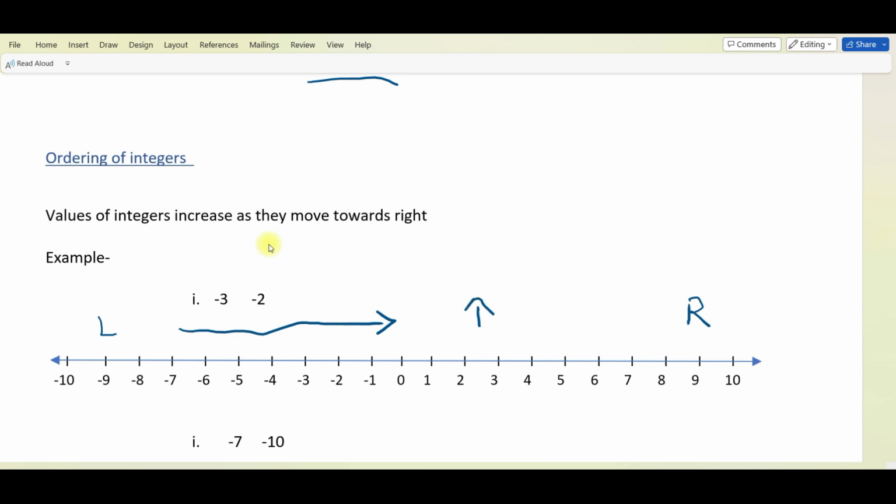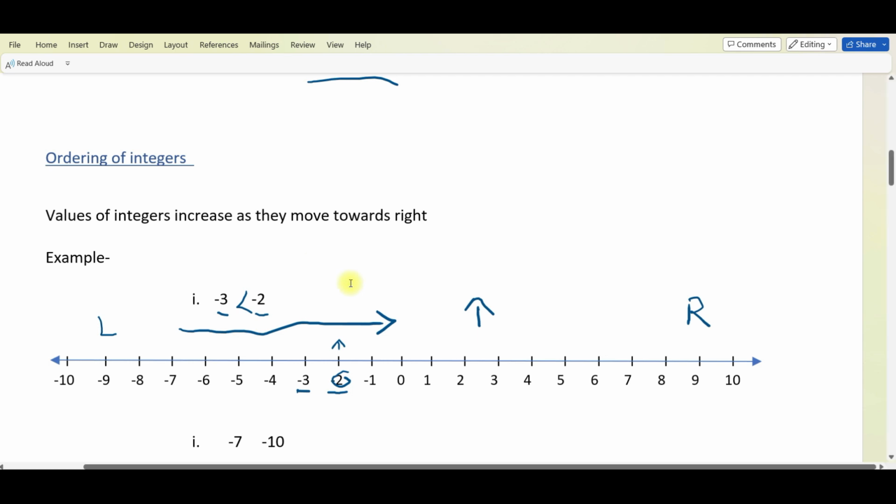So let us understand with an example. I have two numbers here, that is -3 and -2. So let us find them on the number line. You have -3 and -2. As the second number, that is -2, is towards the right side of the other number, this is the greater number. Either you can write -2 is greater than -3 or -3 is lesser than -2.